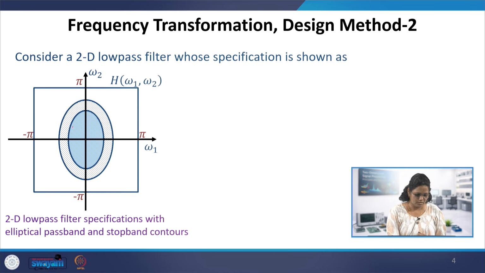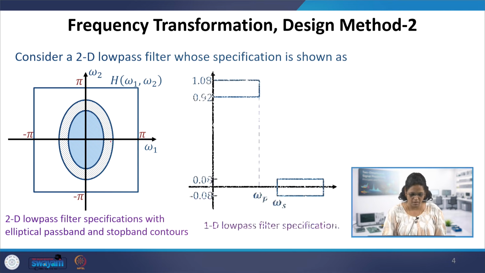In the circularly symmetric case we had looked at this as a circular one, and in the separable frequency response we had taken this as a square, using the rectangular function. Given these contours of the passband and stop band, the in-between band is the transition band. We can also check this in the low pass filter characteristics, where omega p is this and omega s is this. The transition band is between them.